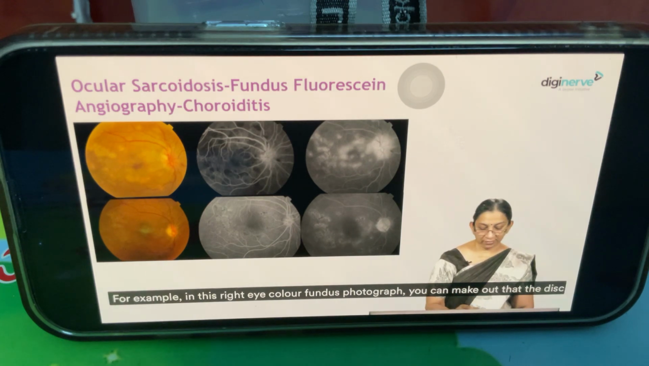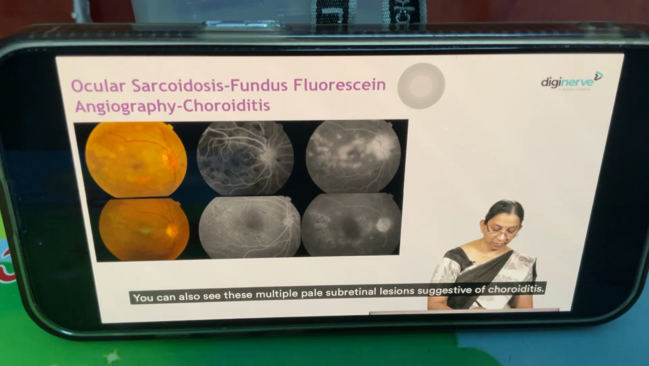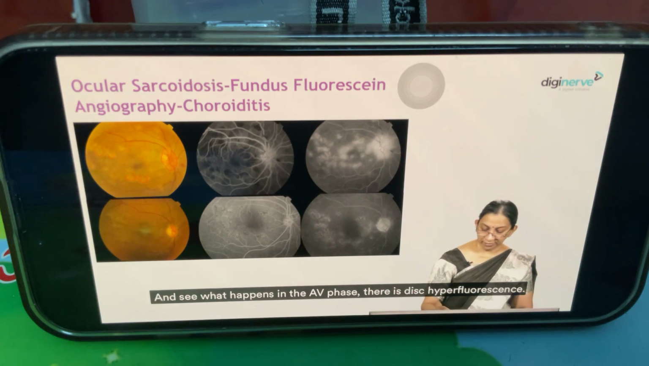For example, in this right eye color fundus photograph, you can make out that the disc is edematous. You can also see these multiple pale subretinal lesions suggestive of choroiditis. And see what happens in the AV phase, that is disc hyperfluorescence. And corresponding to these lesions, you see hypofluorescent patches.